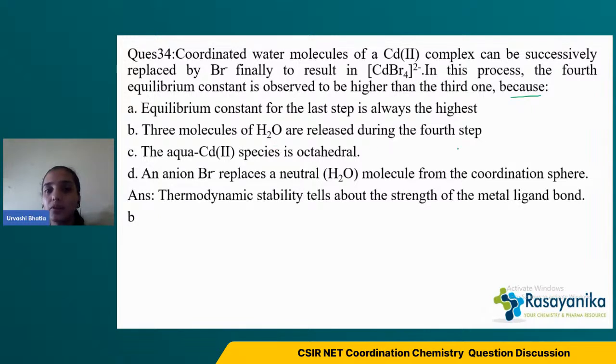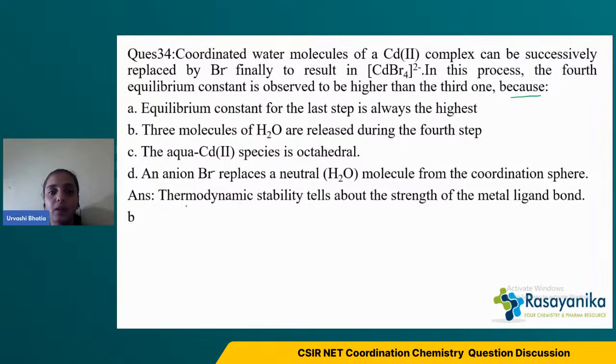3 molecules of H2O are released during the fourth step. The aqua cadmium 2 species is octahedral. An anion, bromide, replaces a neutral H2O molecule from the coordination sphere. So these are the options that you have to answer why the fourth one is higher than the third one.